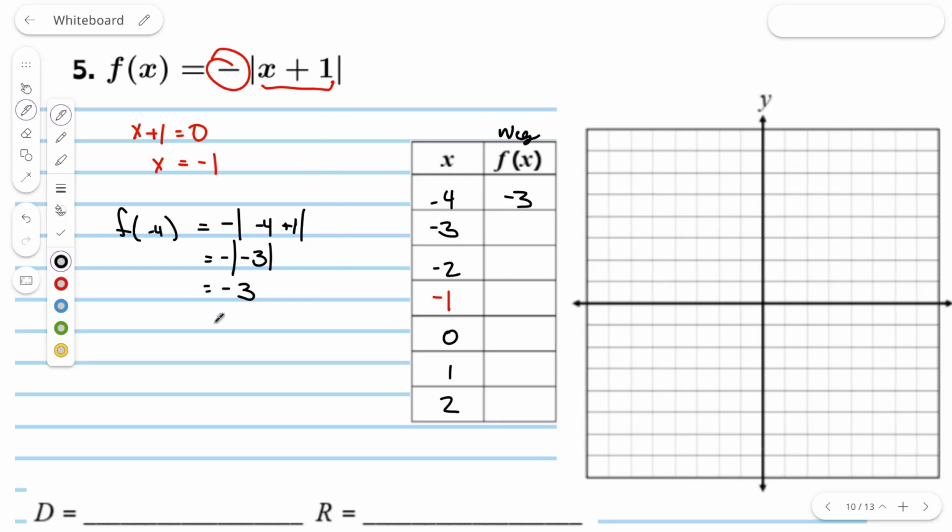So if I was to do this again, negative 3 plus 1 is negative 2. Absolute value of that's 2, and then make it negative. So what I'm counting by is, as I'm going over here, I'm going to be increasing by 1. So I should see that pattern continue on until I get to that vertex.